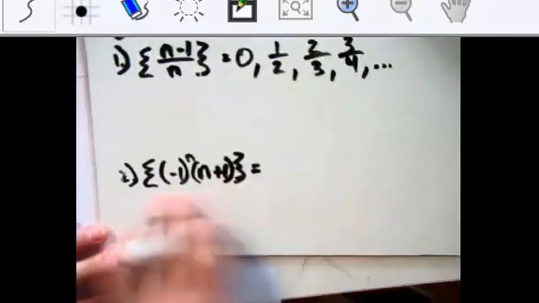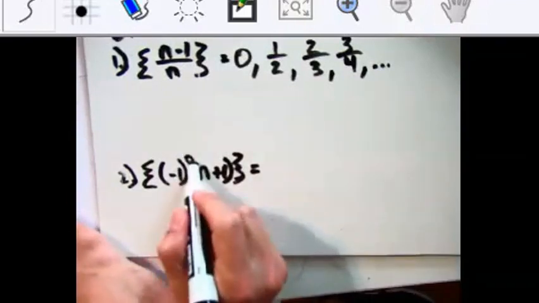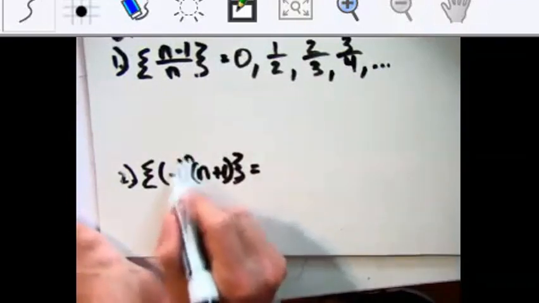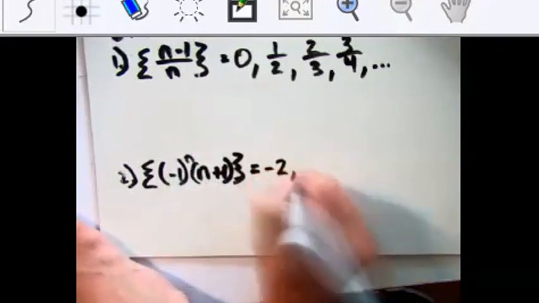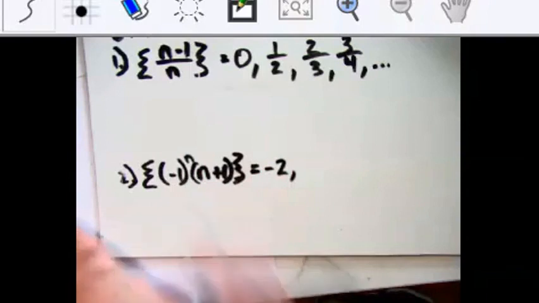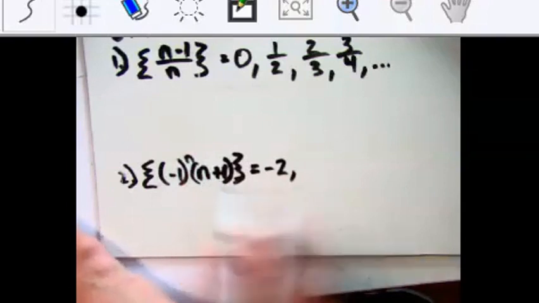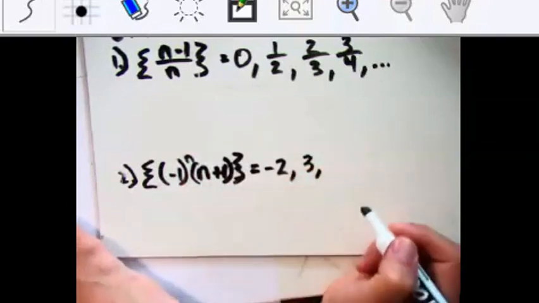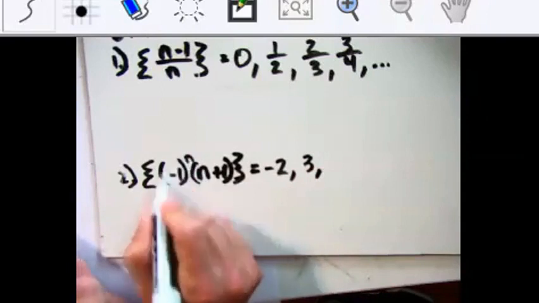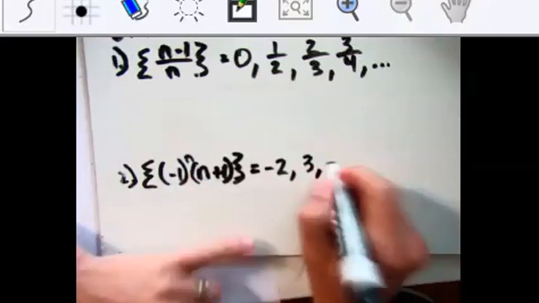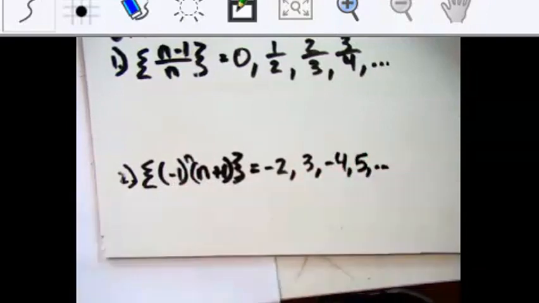Let's check this guy out. Same story, though. Plug in 1 to begin. So negative 1 to the first power. This is a negative value. And then 1 plus 1 is 2. So negative 2. Plug in 2. Negative 1 squared. This would be positive. And then 2 plus 1 is 3. And then where am I at? 3. So negative 1 cubed. This would be negative. And then 3 plus 1 is 4. And then you can see the pattern from there. And that's good for that.